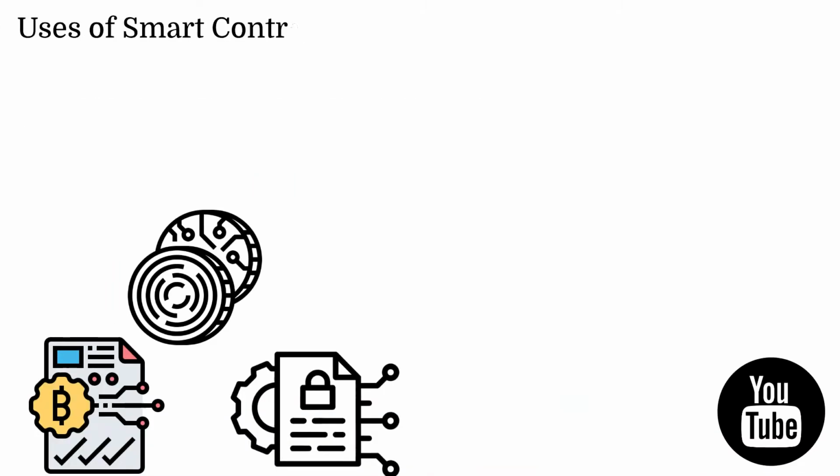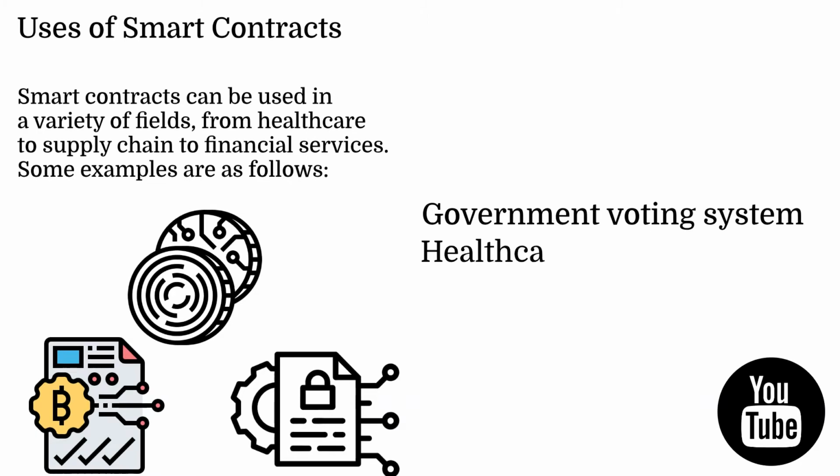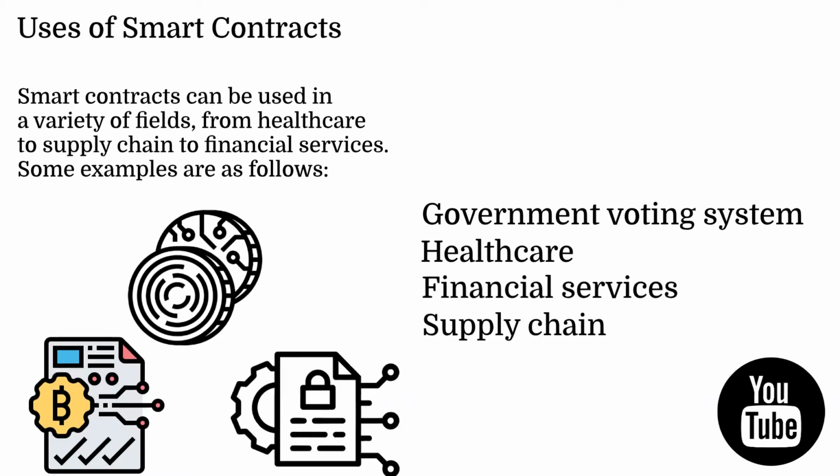What are the uses of smart contracts? Smart contracts can be used in a variety of fields, from government voting systems, to healthcare, to financial services and supply chain. We are also going to be looking at the benefits of smart contracts in each of these fields.